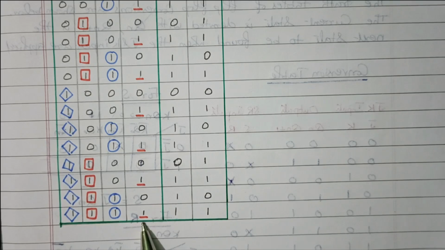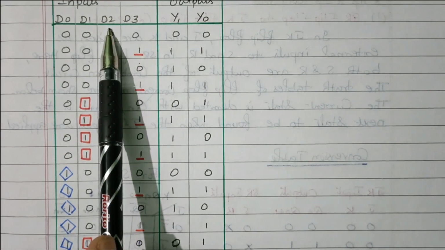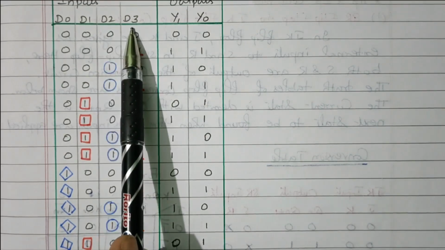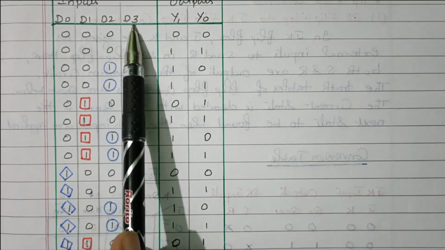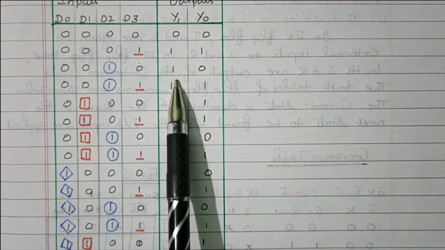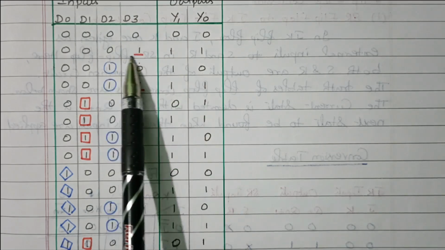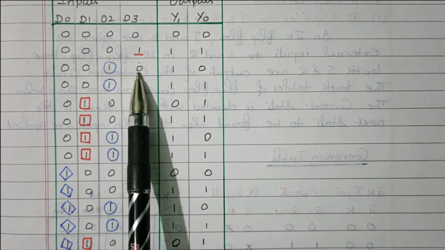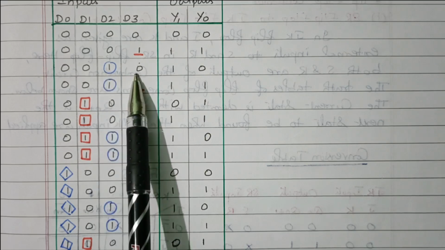Right. Next priority is D2. We need to check D2. D2 should be 1, but D3 should be 0. In that case, the output will be 1, 0. Here it is there. Here 0, 0. But here 0, 1 is not applicable. Here 1, 0, where D2 is 1 and D3 is 0.